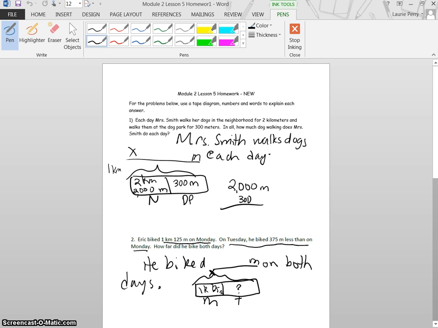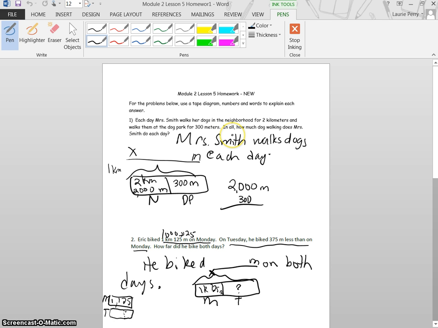Tuesday we aren't sure of, so we have to figure it out because we just know it's less than Monday. So this is where my 2-part problem comes in handy. So I have a Monday tape diagram, and I want to change that to meters. So 1 kilometer is 1,000 meters, and we already have 125, so we have to add those together. 1,125 meters. I know that Tuesday is less than that, so I'm going to go ahead and say, what if they were the same?